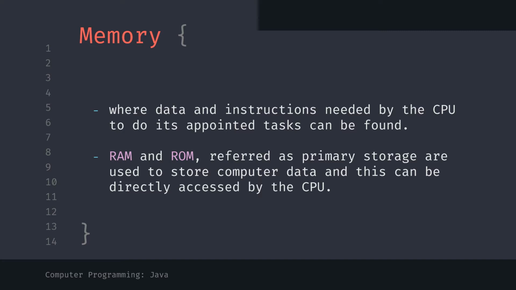Memory. The memory is where the data and instructions needed by the CPU to do its appointed tasks can be found. It is divided into several storage locations which have corresponding addresses, the primary and secondary. The CPU accesses the memory with the use of these addresses. The RAM and ROM are referred to as the primary storage.